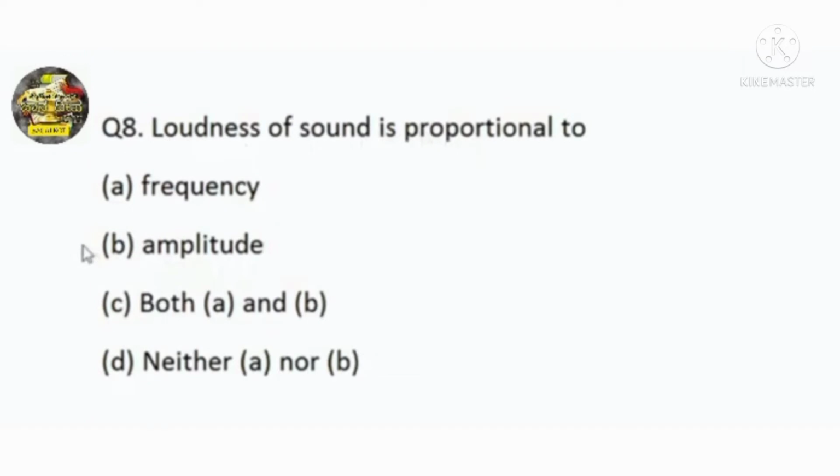Loudness of sound is proportional to option A frequency, option B amplitude, option C both A and B, option D neither A nor B. For this question, the right answer is option B, that is amplitude.